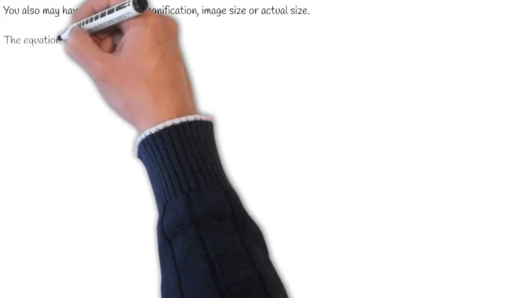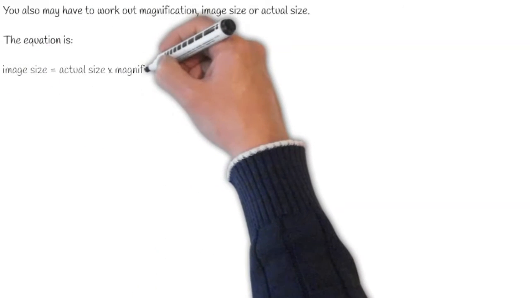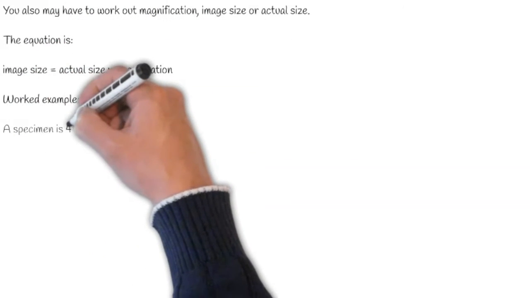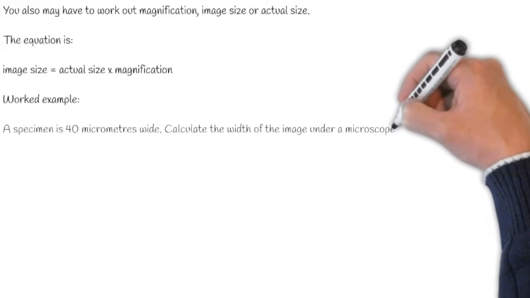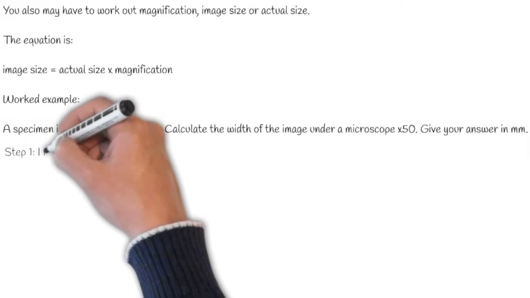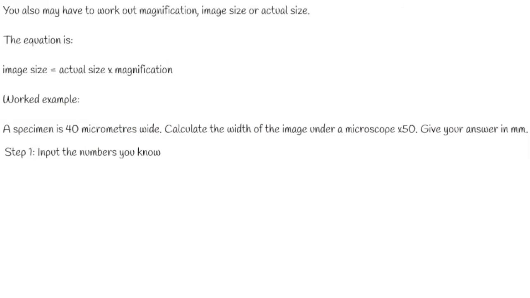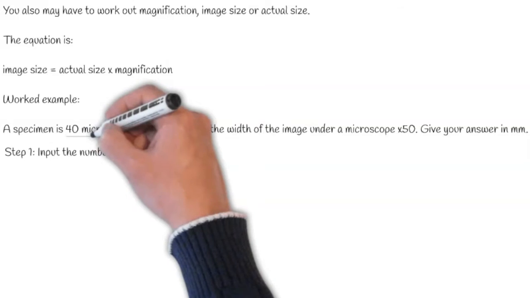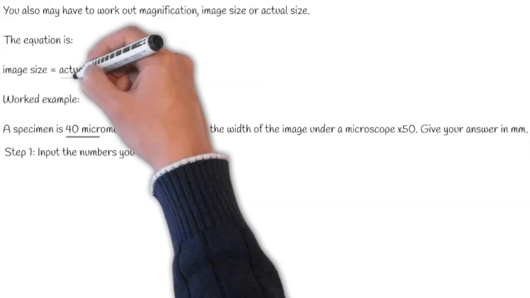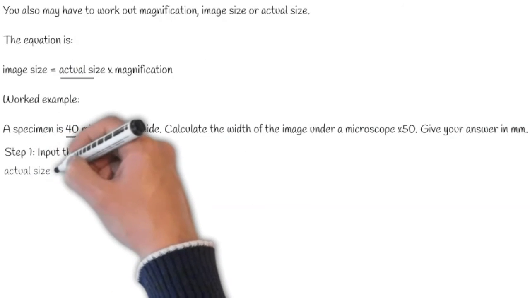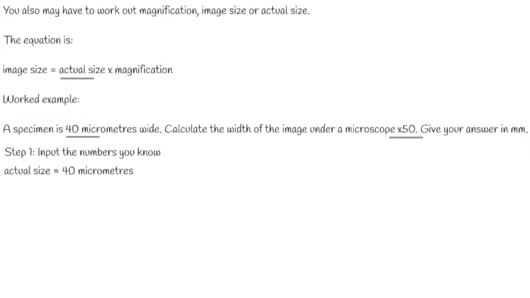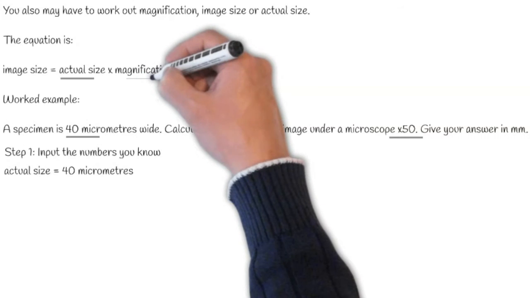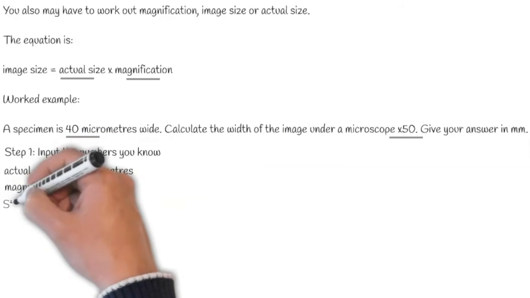You may also have to work out magnification, image size, or actual size. The equation that we must remember is image size equals actual size times magnification. Let's do a worked example. Step 1, we need to input the values that we know and write these down. Here we have 40 micrometers, which is the actual size, so we write that down. Then we have times 50, which is the magnification. So again, we write that down.